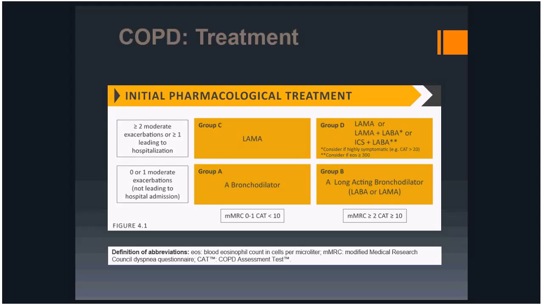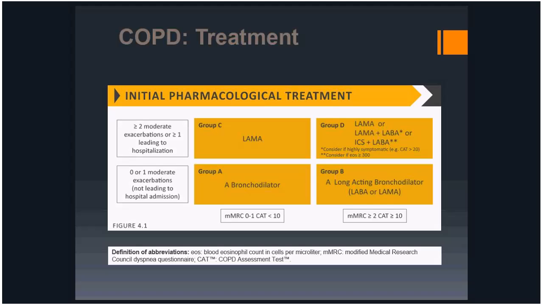So we went through the process of establishing, from a treatment perspective, what groups patients were in so that we knew how to initiate therapy. And so based on the group that they fell into, this is how therapy is initiated. You will see that here, if they are group A, remember those are patients with less symptoms and less risk, they are started on a bronchodilator, versus your persons in group D that are going to have more symptoms and higher risk, they're typically on a combination of medication.